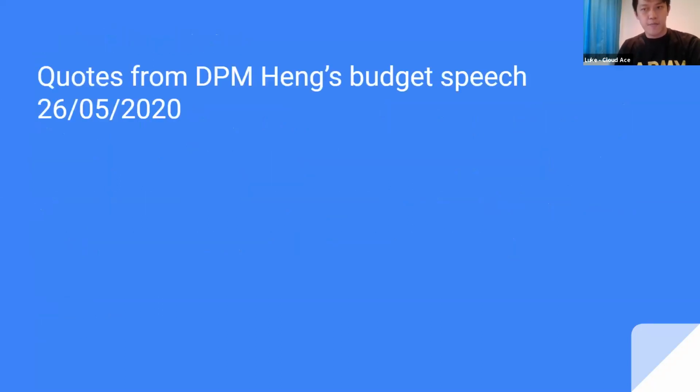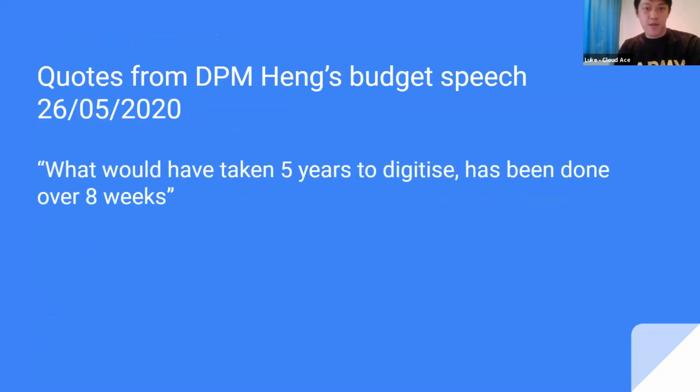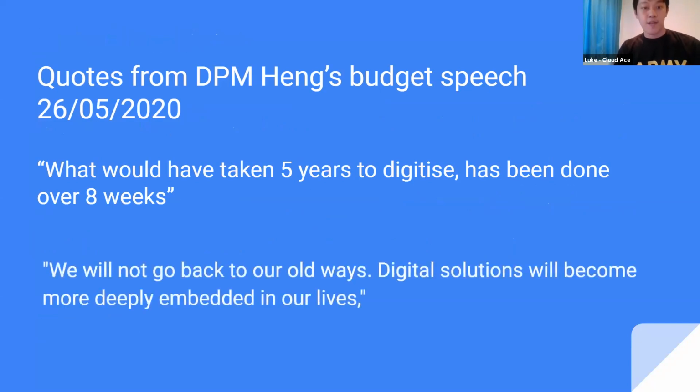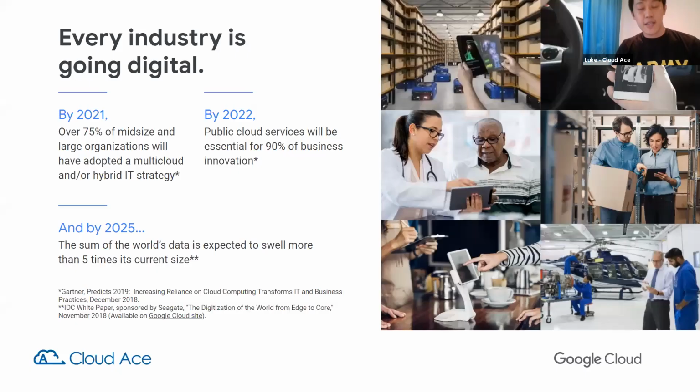Okay, so just a quick snippet from what DPM Heng talked about yesterday. He said that whatever digitization process we thought was going to take 5 years to adopt actually happened over the past 8 weeks. And there's no way we should go back to the old ways of doing things. Digital solutions will be much more deeply embedded into our lives. So what does this mean?